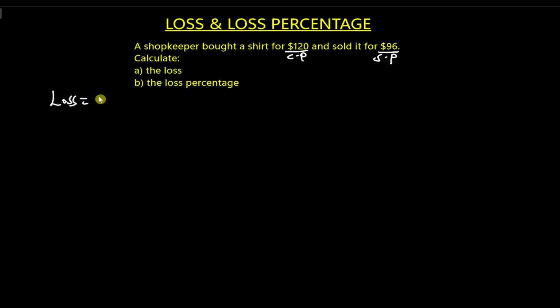the loss equals the cost price minus the selling price, and the loss percentage is equal to the loss over the cost price times 100%. So the loss percent. Now the first formula will help us to solve for the A, and then the second formula will help us to solve for the B. Now we just substitute the values into the first formula. So let's solve the first one.